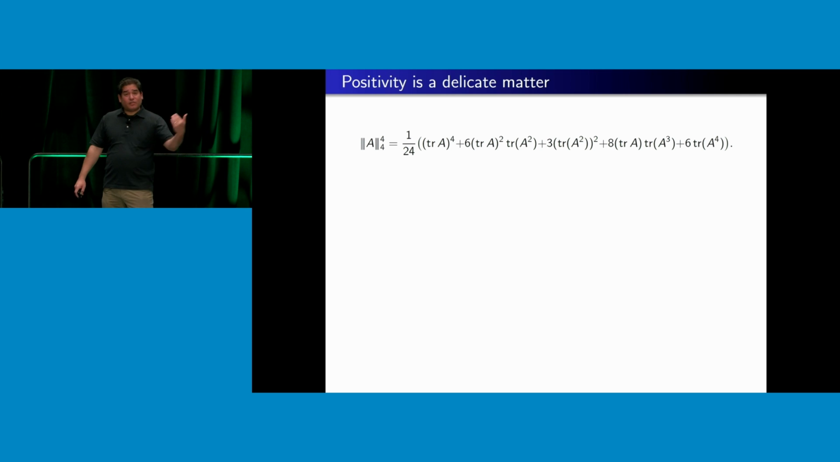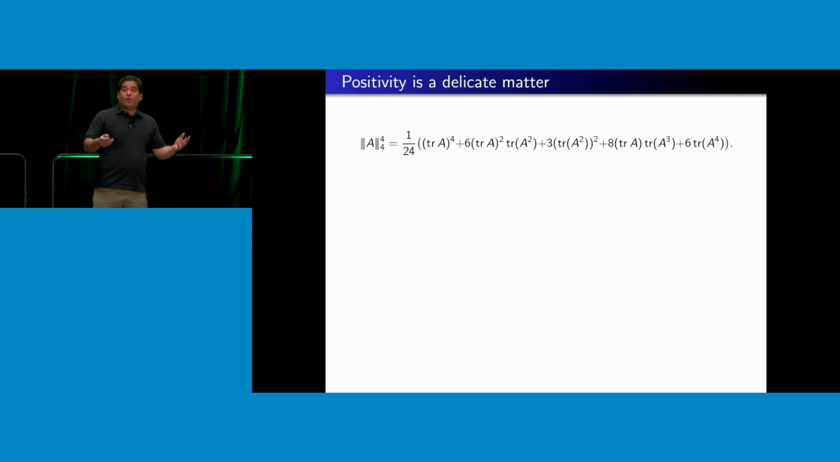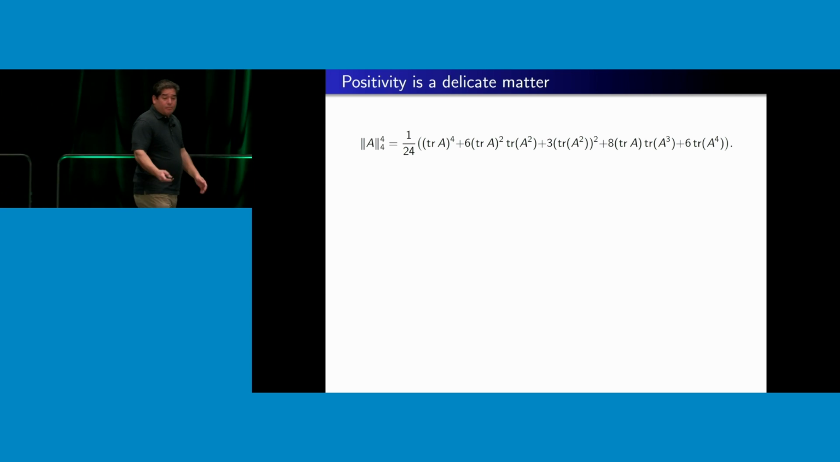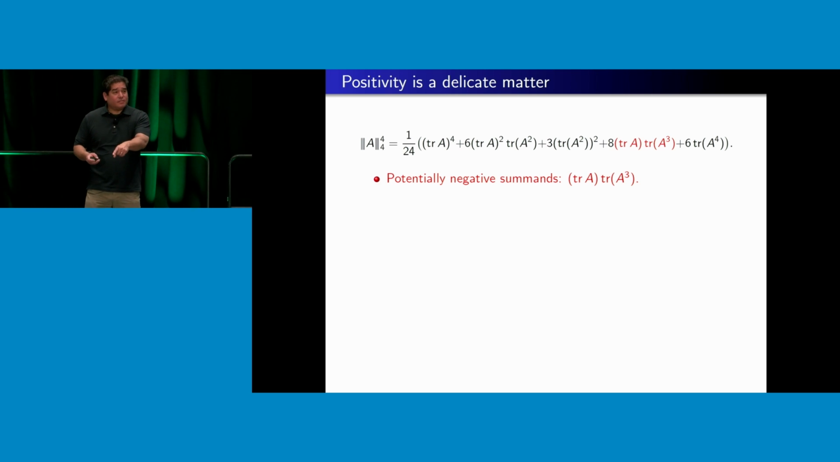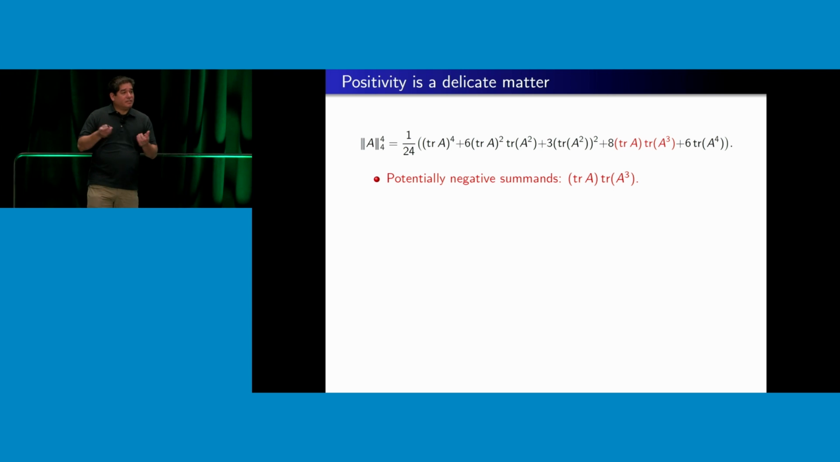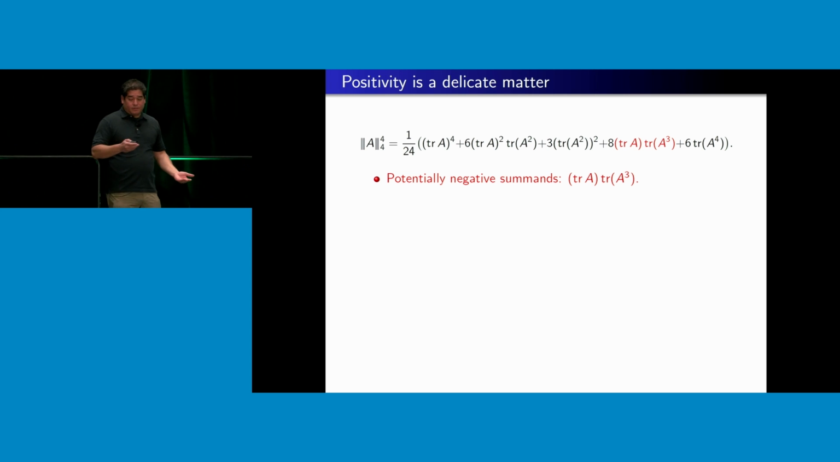If I take a look at the trace polynomial representation for the fourth power of the CHS 4 norm, I get this ridiculous thing. It's ugly, yeah? But the important thing I want to point out is it has some stuff in there that can definitely be negative. So it's not a matter of just adding a bunch of positive stuff and getting something positive. There's a fight there, and I got some stuff that can definitely be negative.